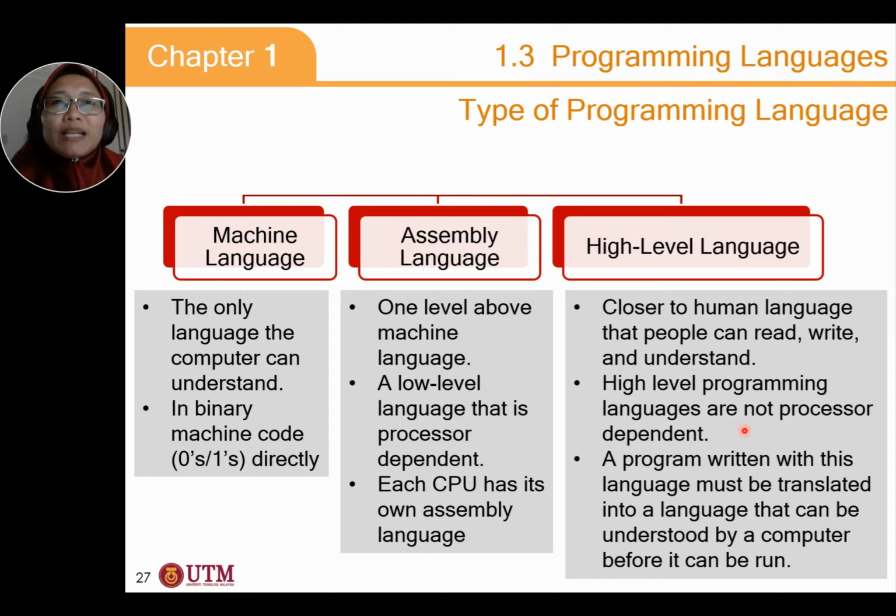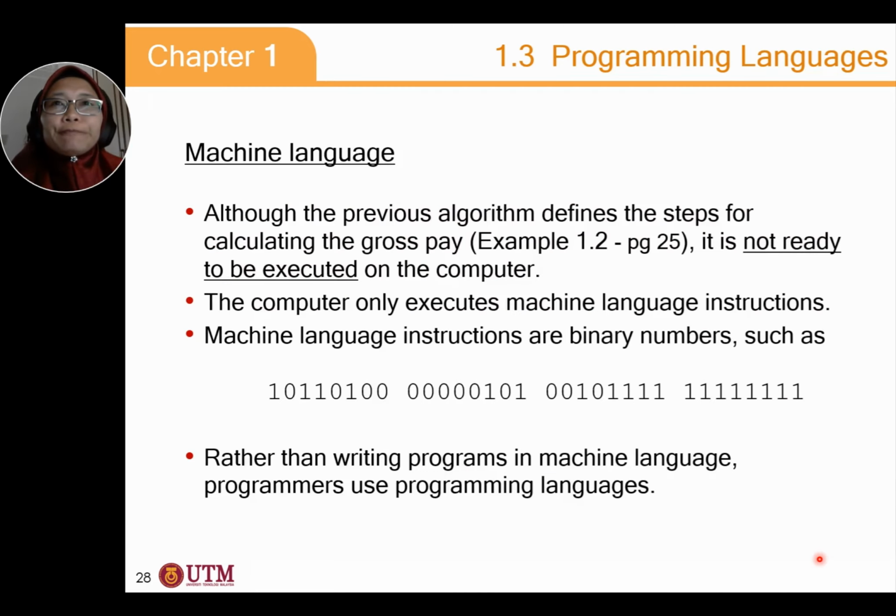High level programming languages are not processor dependent. A program written with this language must be translated into a language that can be understood by a computer before it can be run. So here we see 3 different types of programming languages and the different levels they are.